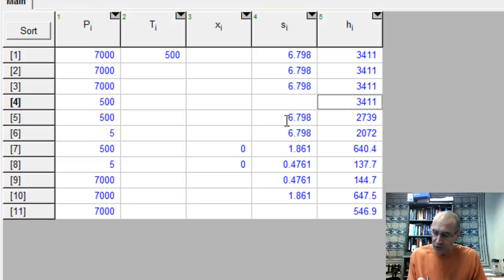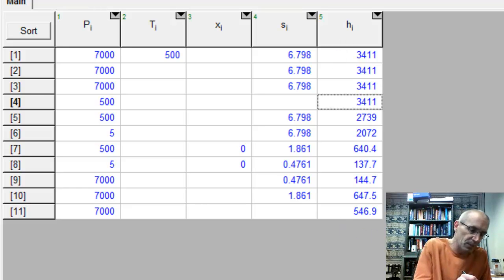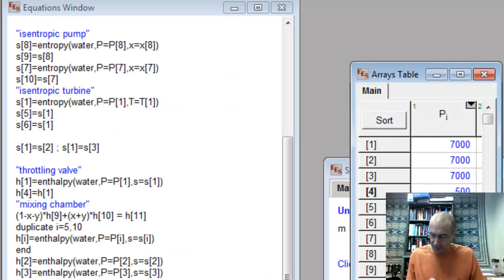So although I don't have an entropy at 4 and 11, I'm actually not going to need it. The numbers that we really care about are going to be the enthalpy. And I have it at all 11 states now, so my problem is more or less completely solved. So let's go ahead and just start solving for some stuff like the process heat and the utilization factor.